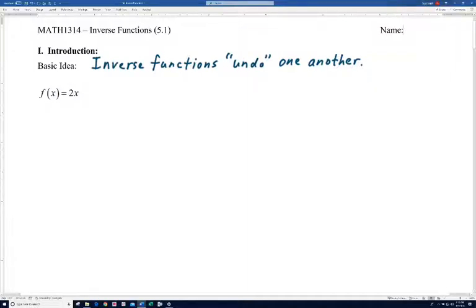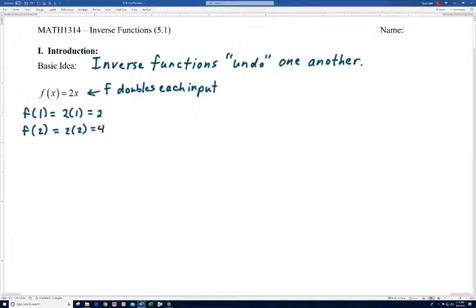So let's look at f of x equals 2x here. Notice this function doubles each input. So if you plug in a number, you're going to multiply it by 2. You're going to double your value. So f of 1 would be 2 times 1, which is 2. f of 2 would be 2 times 2, which is 4. And f of 3 would be 2 times 3, which is 6. Now notice my inputs are 1, 2, and 3 here, and my outputs are 2, 4, and 6.